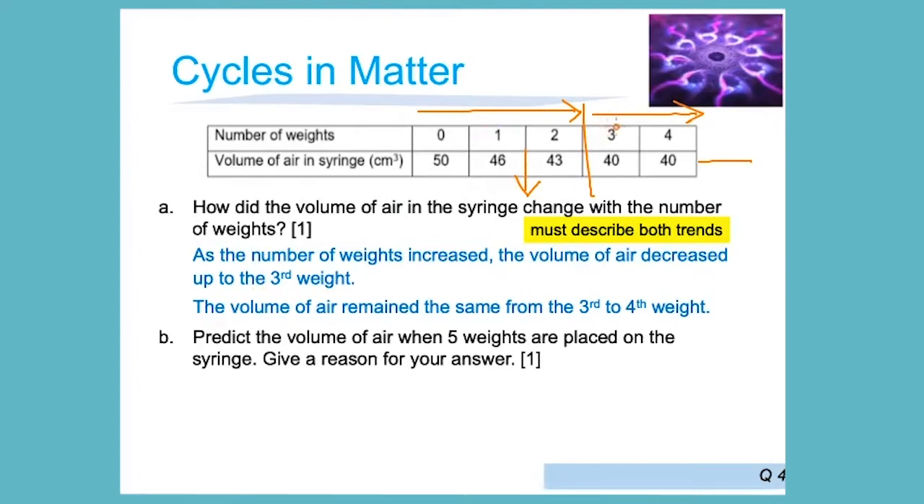Or rather, from 0 to 3, right? But beyond the third weight, the volume of air will remain the same. So make sure in your answers, if you are doing your corrections, that you make a note to yourself that if there's an increasing then remain constant, or a decreasing then remain constant, you must be able to state the 2 different trends. We don't need to use only one sentence to describe.